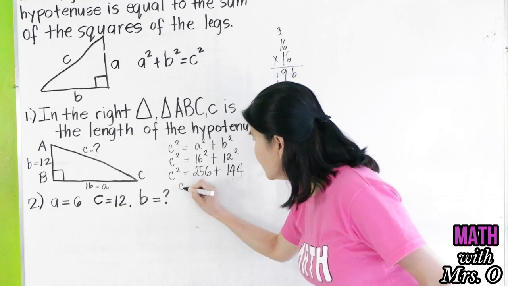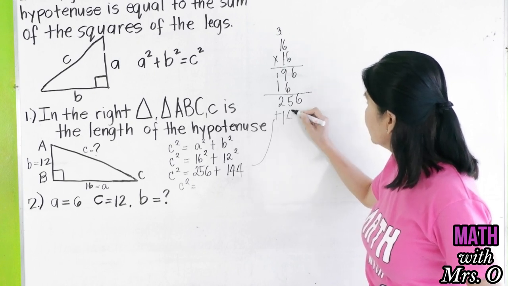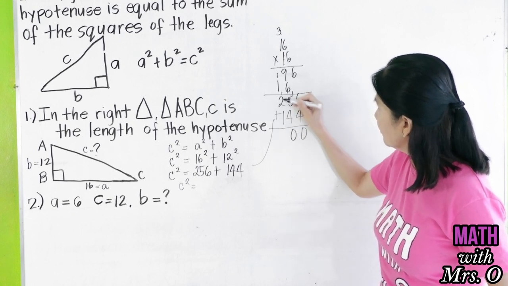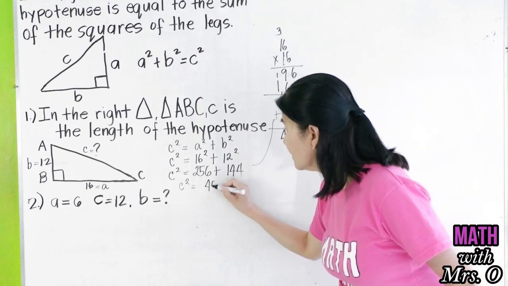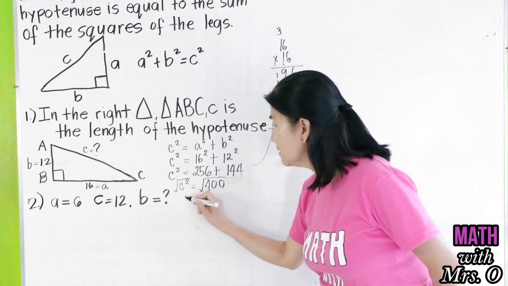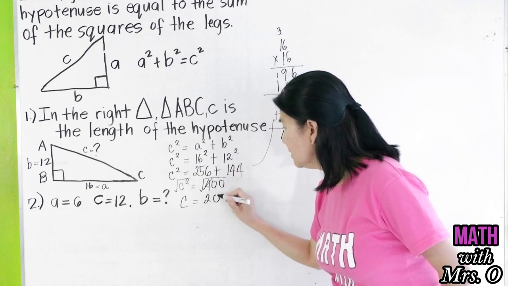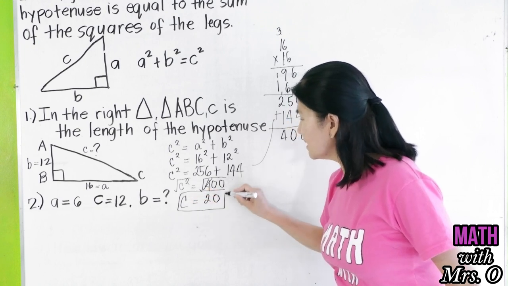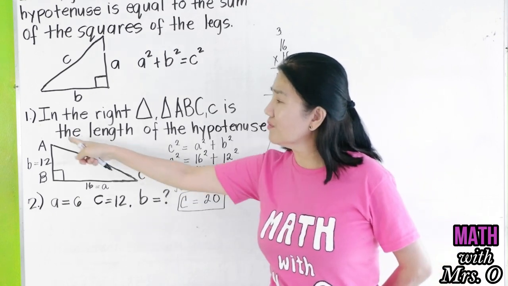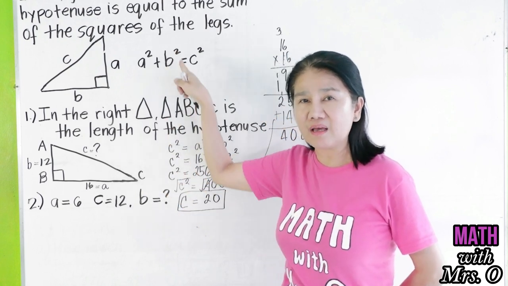And then add this. So we have C squared equals 256 plus 144 gives us 10, carry 1, 6, 10, 0, carry 1, 4. So this is 400. And then to solve for C, you take the square root of both sides. So C is equal to the square root of 400. Square root of 4 is 2. Two zeros means 1 zero out. So C is equal to 20. There. So again, remember that if you're given a right triangle and one side is unknown, all you have to do is to apply the Pythagorean theorem.